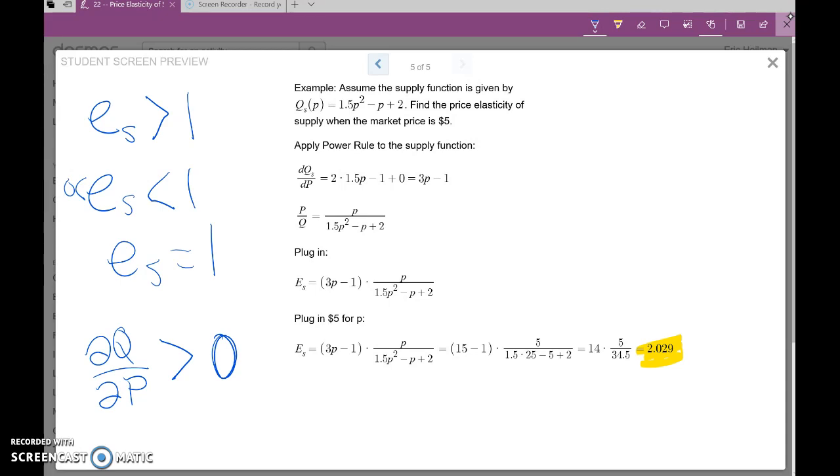But that's pretty much it. It's mostly review. Same math. So just depending on the different supply function you get, you'll do the power rule. And we'll see some examples in the problem set. But it's pretty much the same as doing elasticity that we did in the demand unit.